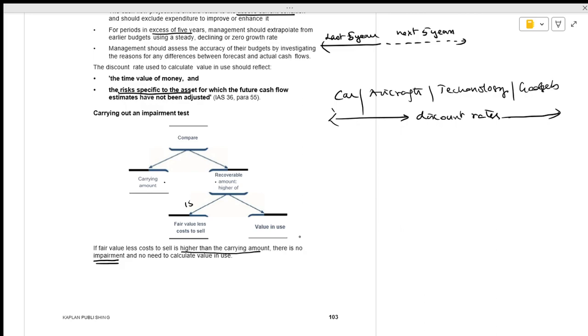If it is 150 and it is 100, there is no impairment, no need to calculate. Impairment occurs when the carrying amount is more. Impairment occurs when the carrying amount is 155 and the fair value is 145. It is less. In this case, impairment will occur, whereas in the other case, there is no impairment.